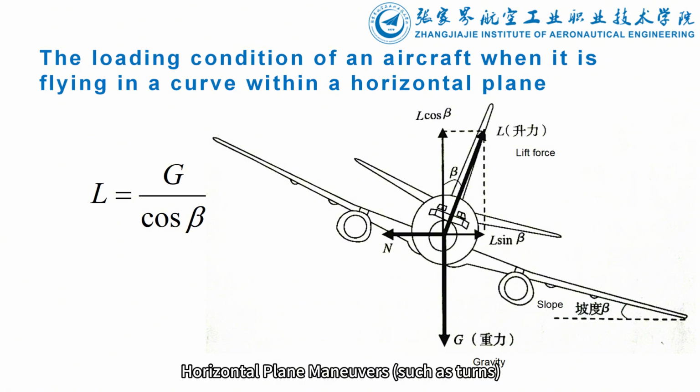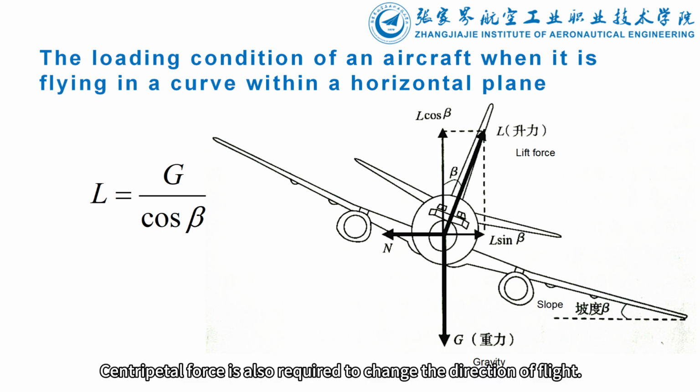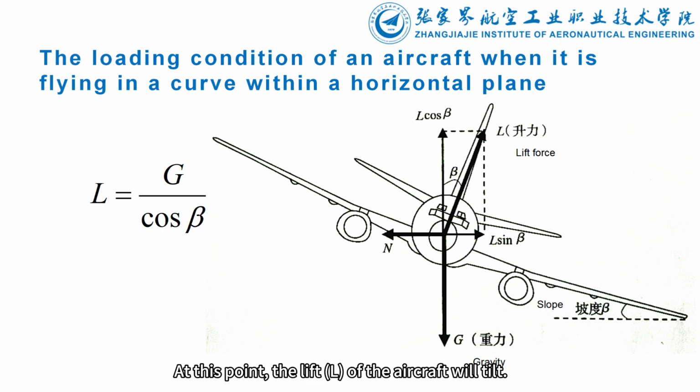Challenging loads, horizontal plane maneuvers such as turns. When the aircraft is making curved flights in a horizontal plane, such as a smooth turn, 1. Centripetal force is also required to change the direction of flight. 2. At this point, the lift, L, of the aircraft will tilt. 3. The horizontal component of lift provides the centripetal force needed for a turn.